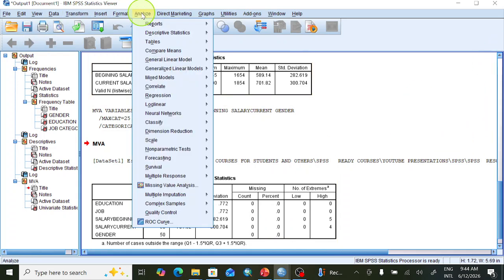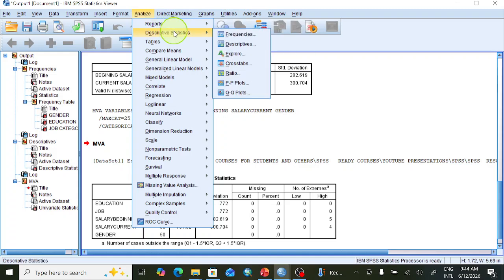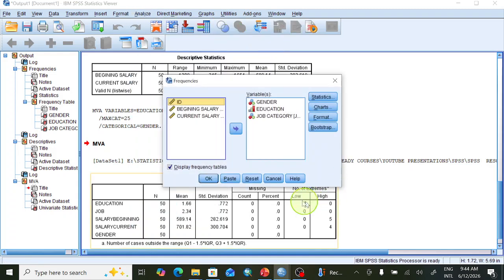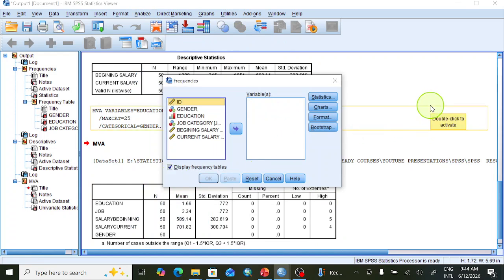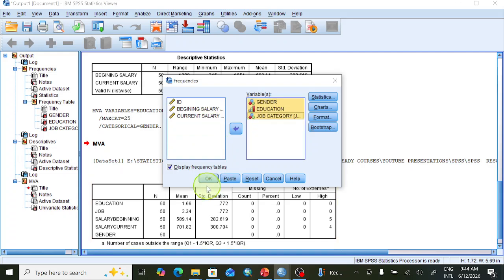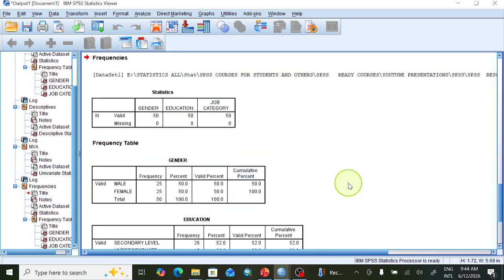From here, you go to descriptive statistics and then you go to frequency. Let us reset this one. You should understand that frequency is only for categorical. So gender and education and job category. Then you say okay. And now you have the gender.